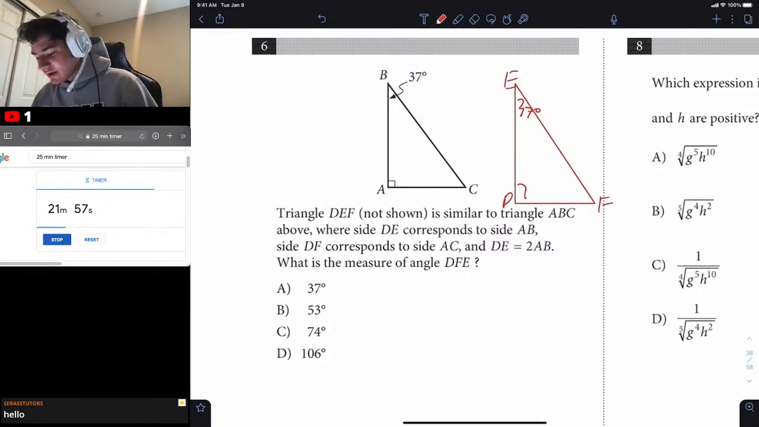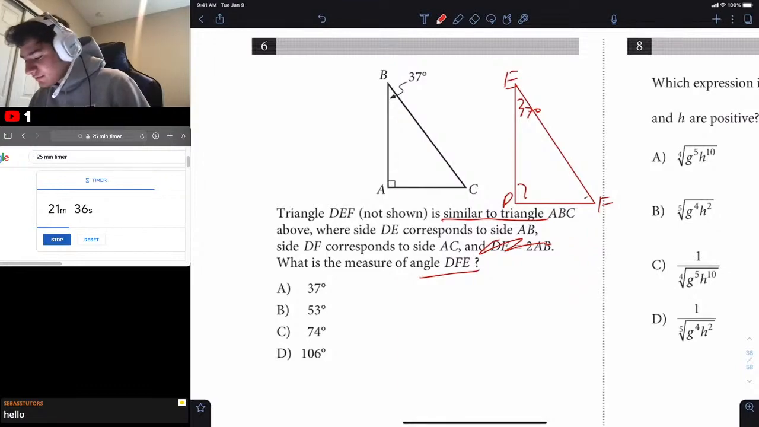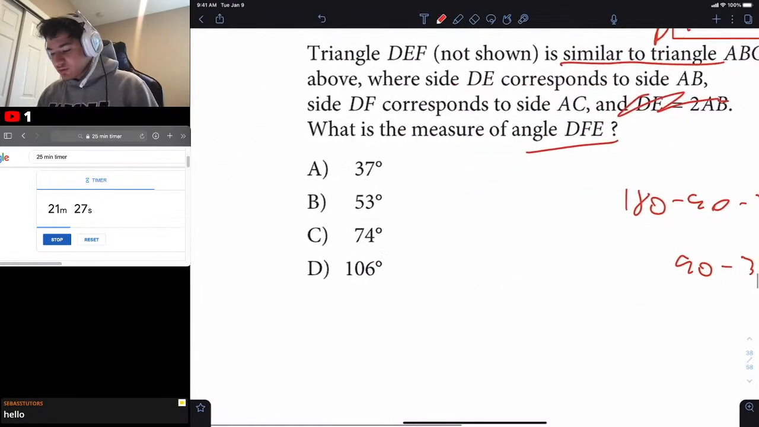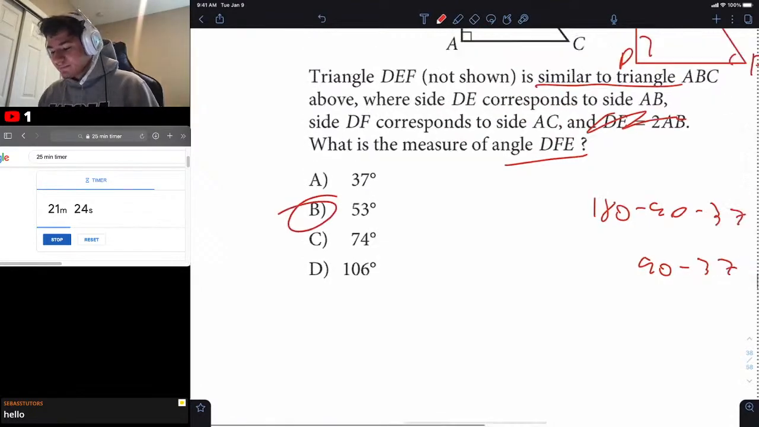DEF. They are asking for the angle of DFE. Ooh, okay. Well, DE corresponds to side AB. Okay, I got that. DF corresponds to AC. Sounds good. And DE equals 2AB. They're throwing this in to trick you. The angle measures are going to be the same because these are similar triangles, right? So DFE is going to be this angle measure right here, which is just 180 minus 90 minus 37. So 90 minus 37 is going to be 53.